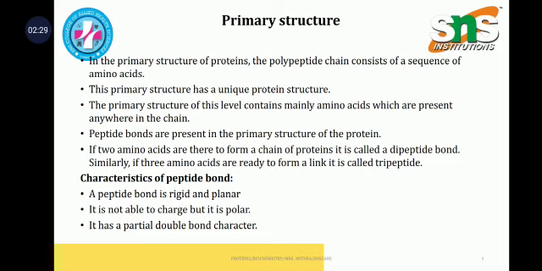It contains mainly amino acids which are present anywhere in the chain. Peptide bonds are present in the primary structure. If 2 amino acids from 2 chains of proteins are linked, it is called a dipeptide. Similarly, if 3 amino acids are ready to form a link, it is called a tripeptide.